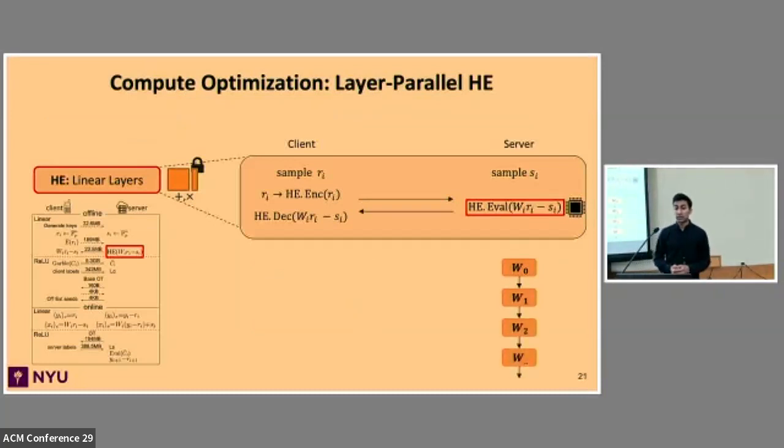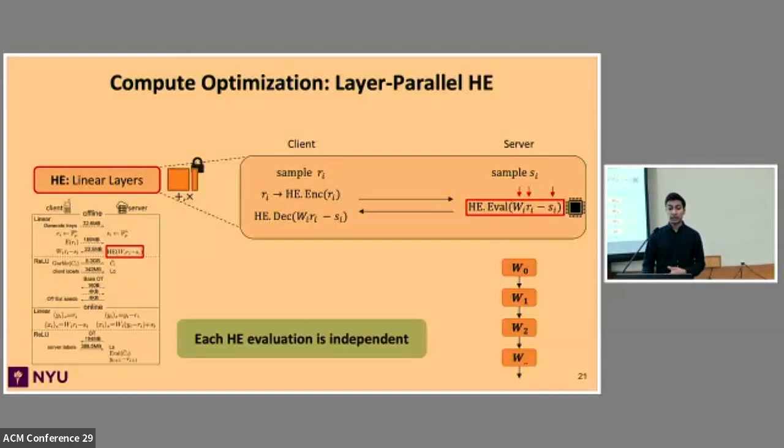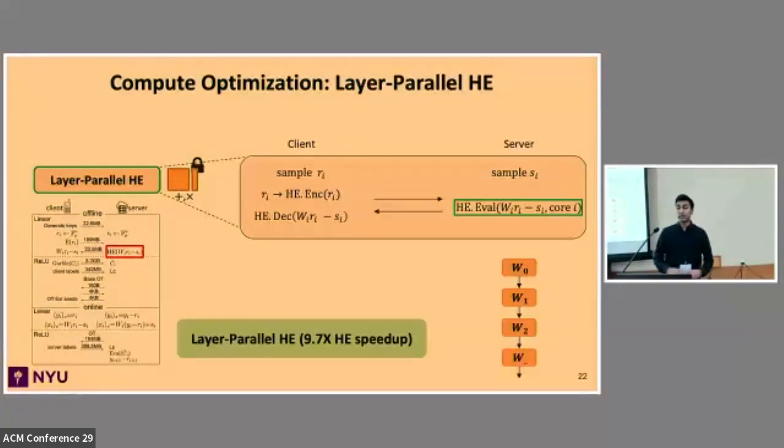And as you would suspect with the neural network, we step through the layers sequentially and perform these evaluations. But if we look at the inputs to the homomorphic evaluation, they're actually dependent upon just random samples from both the server and the client. And so there's an independence here. And so that's the key insight we have in this part of the protocol. And we take advantage of this independence and parallelize the computation of these linear layers. And we call this layer parallel homomorphic evaluation, and it gives us a 9.7x speedup.